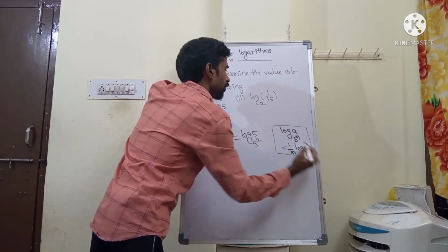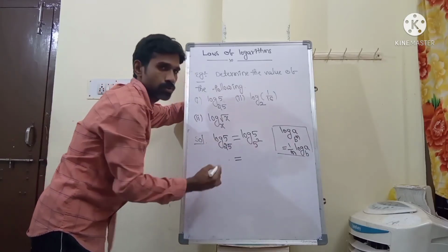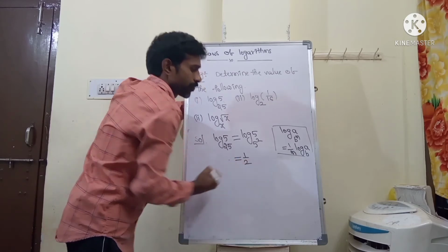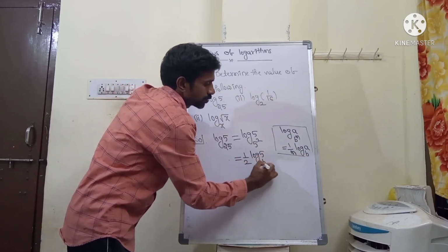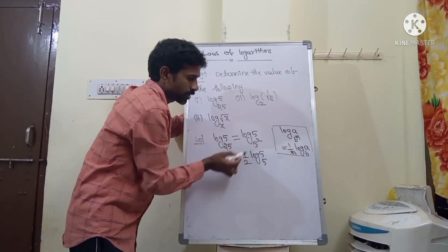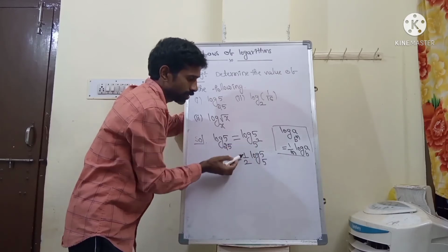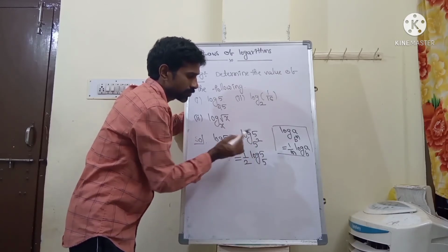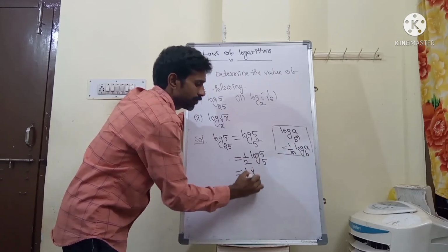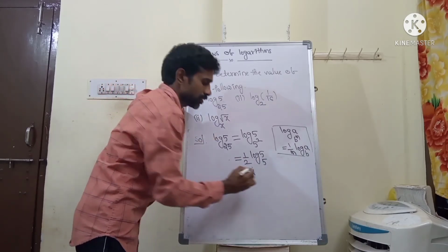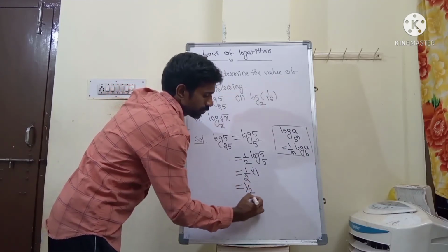So it is the power of logarithm. Here the base having power 2, so it becomes 1 by 2 into log 5 base 5. This power becomes 1 by m, and m is 2. So we write 1 by 2 into log 5 base 5. Already we know that the logarithm of 5 with the same base is 1. So 1 by 2 into 1, we get 1 by 2.